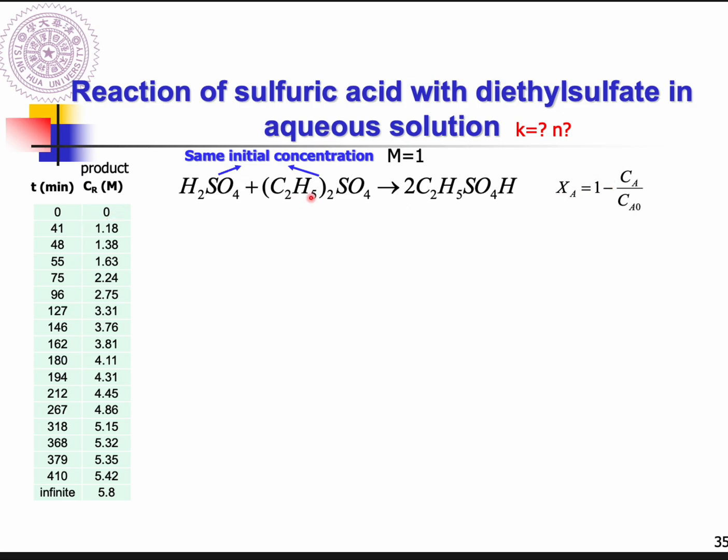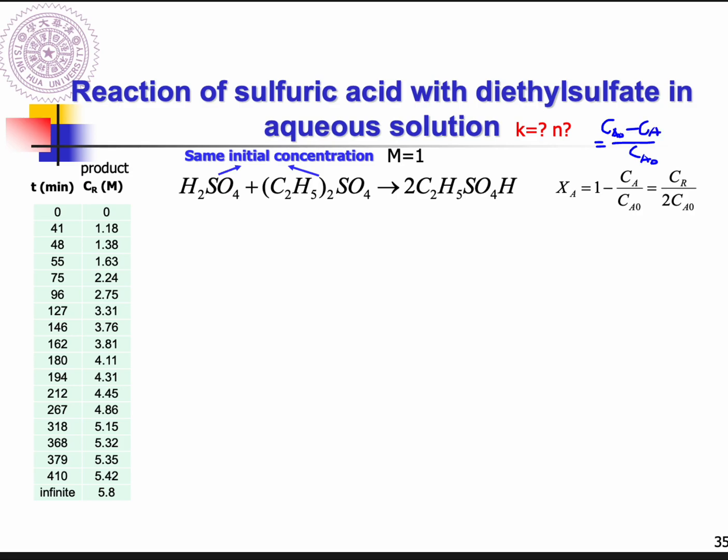Here, instead of recording the concentration of reactant A, we recorded the concentration of product. So is there any relationship between CA and CR? Okay, I will try to write it down. So here the upper portion will be CA0 minus CA.